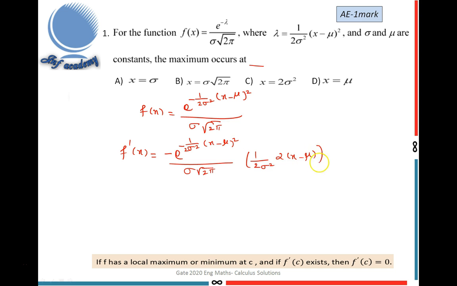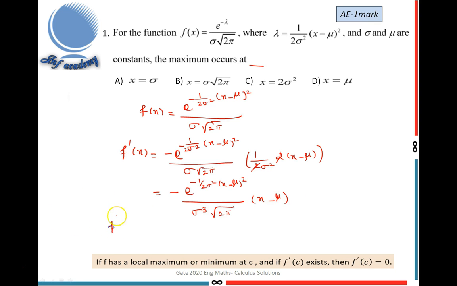Sigma root 2 pi is a constant, and the differentiation of that part is 1 by 2 sigma square into 2 into x minus mu into 1. The differentiation of x is 1. So finally these values cancel and I get minus e power minus 1 by 2 sigma square, x minus mu whole square, divided by sigma square into sigma, that is sigma cube root 2 pi, into x minus mu. This is the f dash of x value.